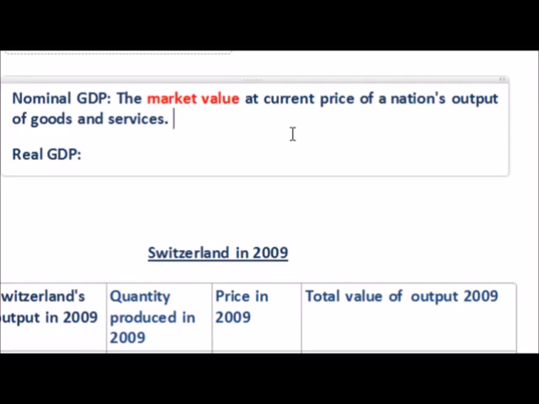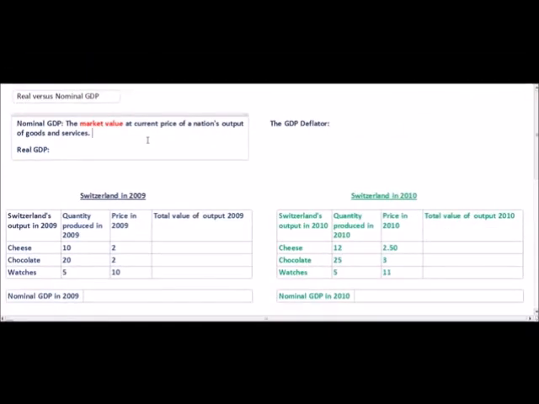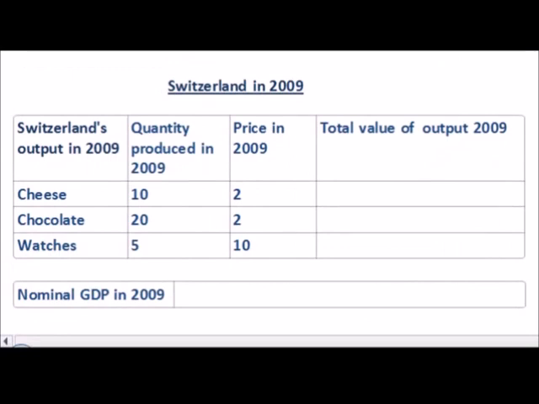Now, to give you an example of this, let's look at our table for Switzerland in 2009 and then look at the same table for Switzerland in 2010. As we see in our graph here, Switzerland produces 3 goods: cheese, chocolate, and watches. In 2009, Switzerland produced 10 cheeses that sold for a price of 2 francs each, 20 chocolates which sold for a price of 2 francs each, and 5 watches which sold for a price of 10 francs each.